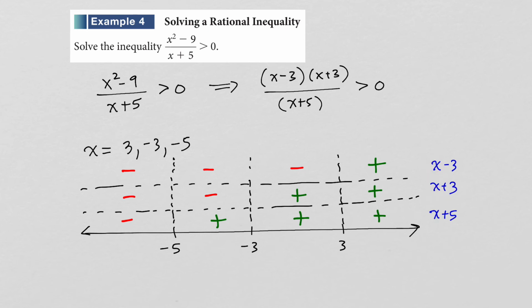And now you've got to think about what you're doing with those factors. Well, you are multiplying two factors together and then dividing by the third factor. And we want to know when is it greater than 0, which means positive. Well, if you multiply or divide three negative numbers, you get a negative number. If you multiply or divide two negative numbers, you get a positive number. If you multiply or divide one negative with positives, you will get a negative. And of course, if you multiply or divide three positive numbers, you get a positive.